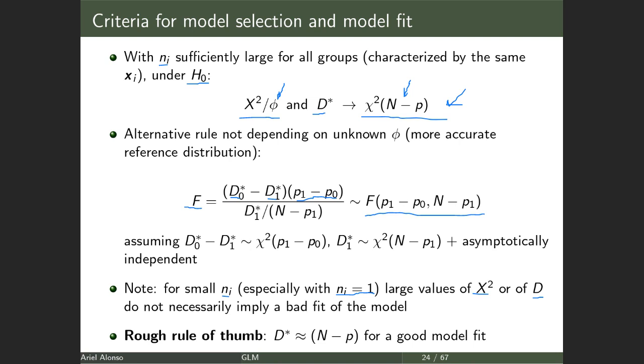So a rule of thumb that you can use: if the model is correctly specified, the scale deviance is going to follow a chi-square distribution with these degrees of freedom. So the scale deviance should be approximately n minus p, because this is the mean of the distribution. You can always have a look at it to get an idea if you may have misspecification in your model or not.